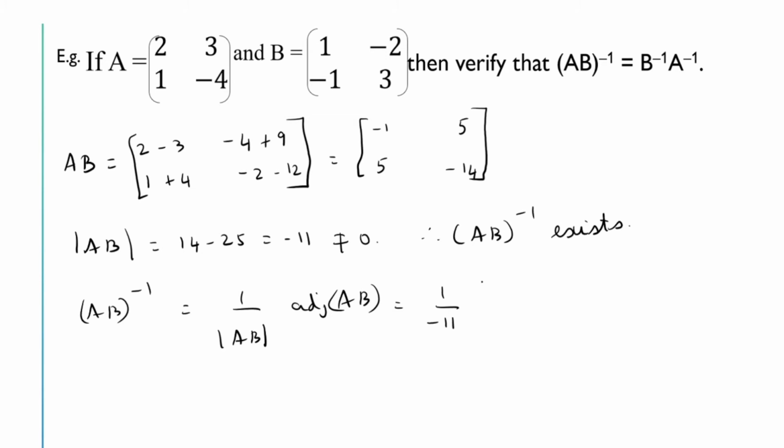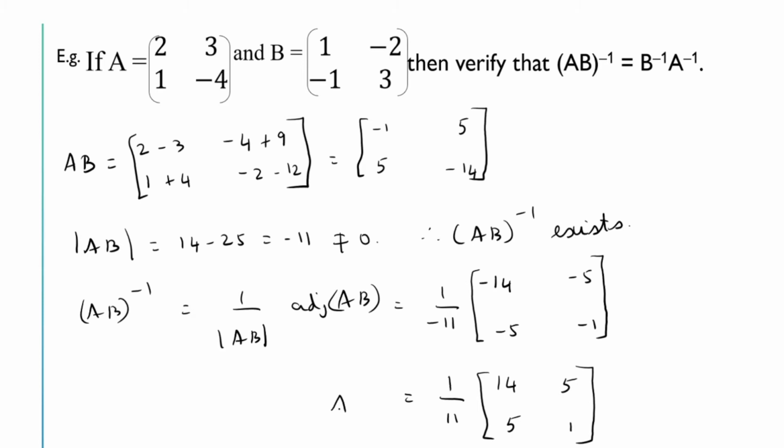So it is minus 14, minus 5, minus 5, minus 1. So since this is minus 1 by 11, let me multiply all this with this minus sign. So AB the whole inverse is 1 by 11 into 14, 5, 5, 1. So this is AB the whole inverse. Now we will prove this is equal to B inverse into A inverse.